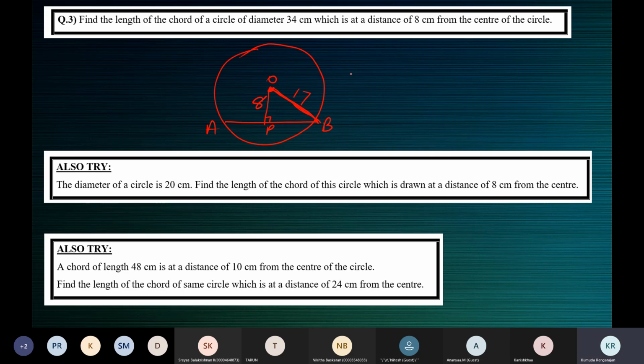So this will be 17 square is 289 minus 8 square is 64. So that gives us 225 and the square root of 225 is 15. So PB is 15. Then AP is also 15. So the length of the chord AB is equal to 15 plus 15, 30 centimeters. So you're right, both of you. Shreyas and Kanishka, very good.